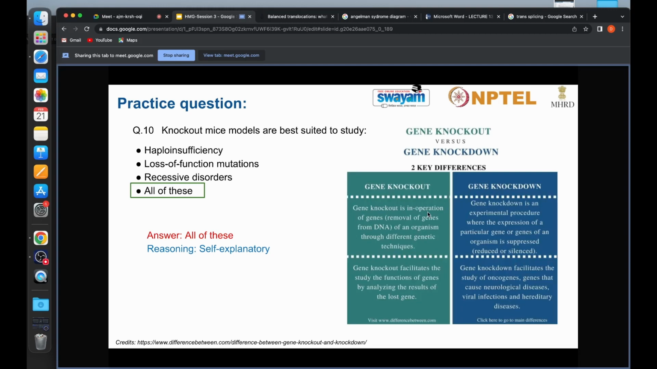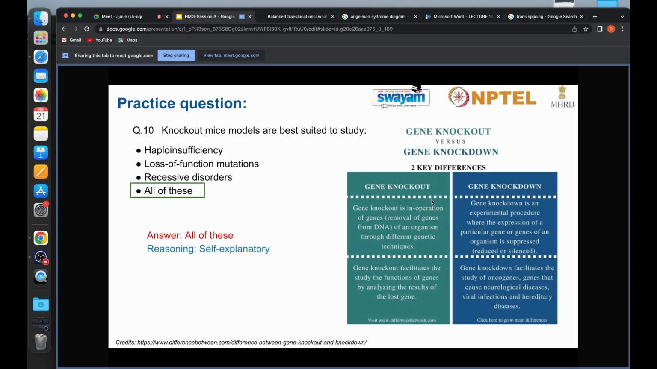Then we discussed two terms, the difference between knockout and knockdown. Knockout means when you knock a certain gene out, you remove it from the organism. But knockdown means that the gene is present, but by applying some external agents or experimental procedures, you try to repress its expression. You are silencing it, due to which the gene is not expressing, but the gene is physically present. That is the difference between knockout and knockdown.